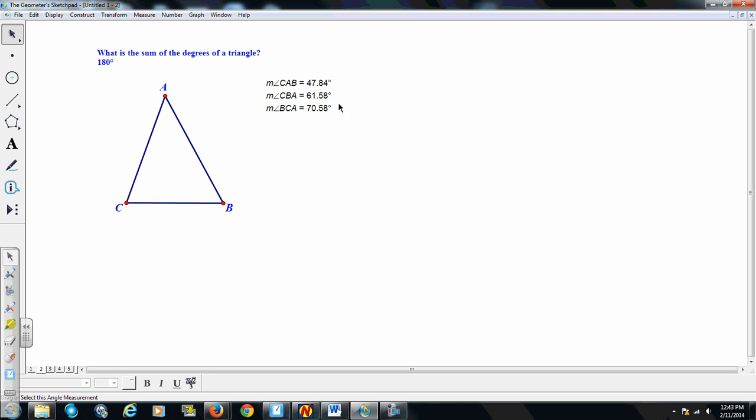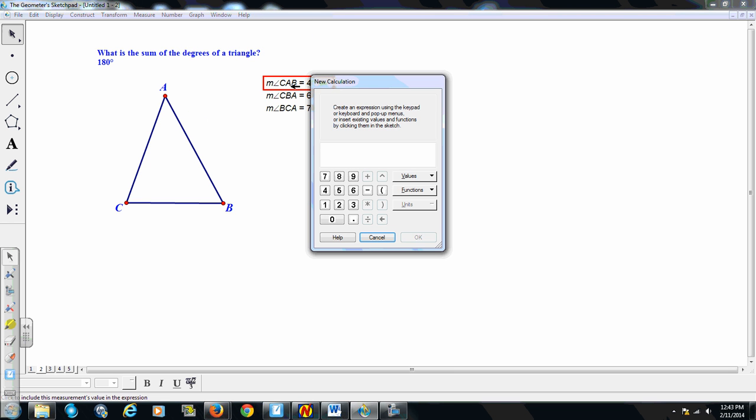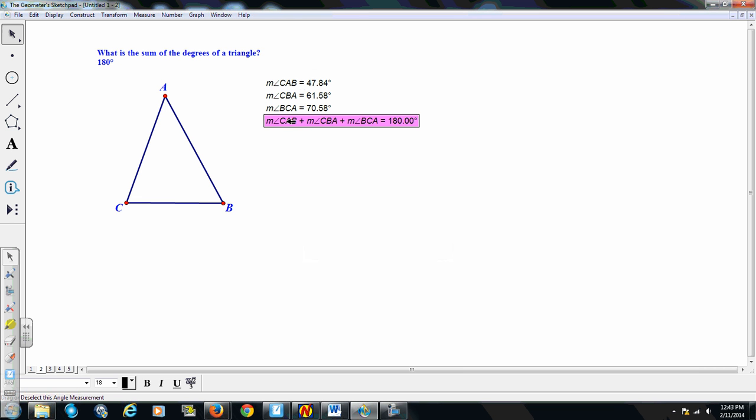And we see that we have, give or take, 48 degrees plus 62 plus 71. I'm going to use this calculator to add each of these. And we can see that angle A plus angle B plus angle C gives us exactly 180 degrees. And this is true for every single triangle. So how can we use what we know about complementary angles and the sum of the degrees of a triangle for right triangles?